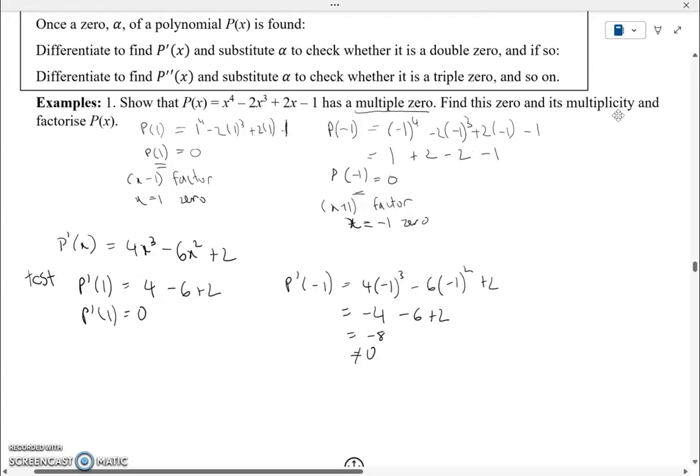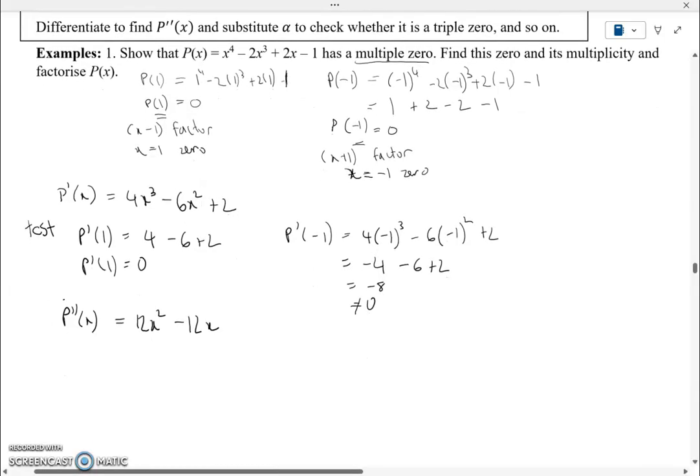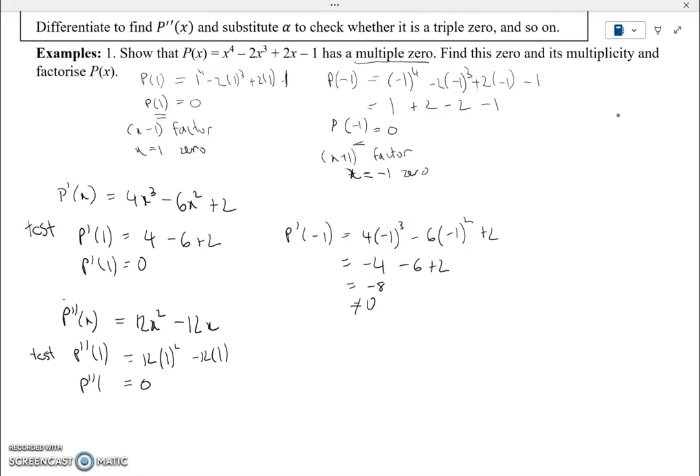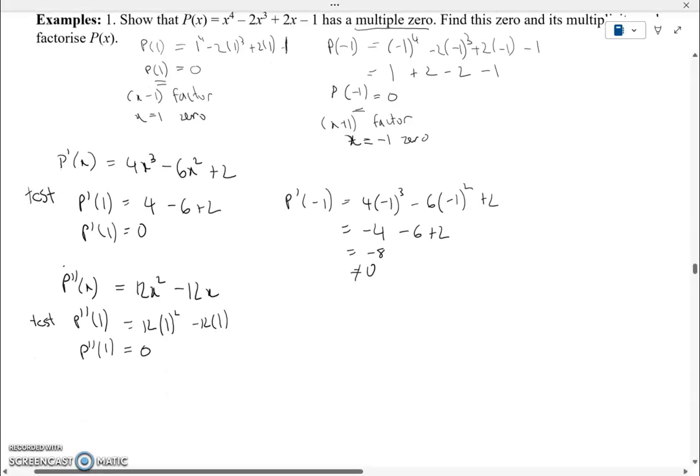We want to find its multiplicity, so we still need to keep going until we get a p dash that doesn't equal 0. So let's work out p double dash. Going back to p dash here, we're going to differentiate this line. We've got 12x squared minus 12x. We're going to test p double dash of 1. Only need to test 1 now, negative 1's gone. Subbing in there, I think you can quickly see that that will equal 0.